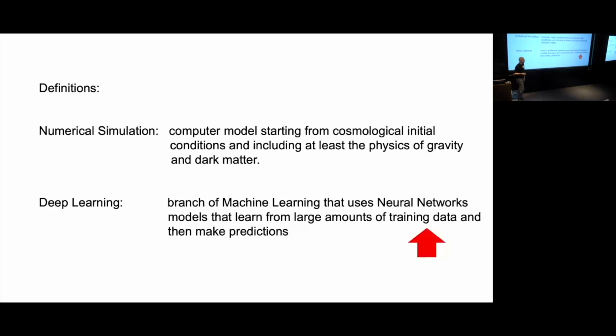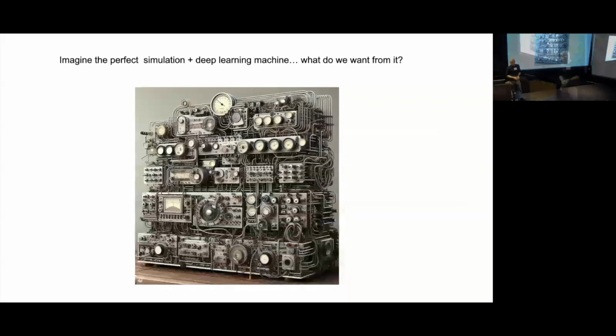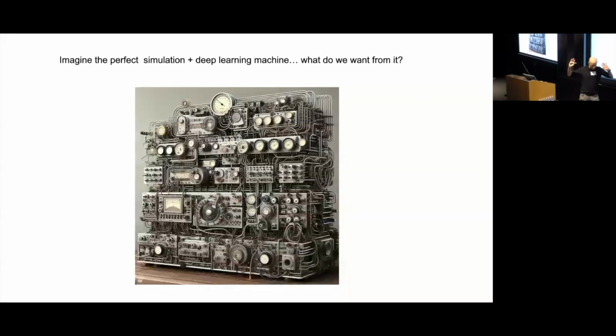Okay, so the definitions here that I'm going to use are the standard ones, right? Simulations in this context will just be computer models that start from cosmological initial conditions, and deep learning will be neural networks. And as with all of these things, a lot will go down to the training data. Everything goes back to the training data, and that's one of the issues that we're going to have to discuss, I guess. Do we have enough training data?